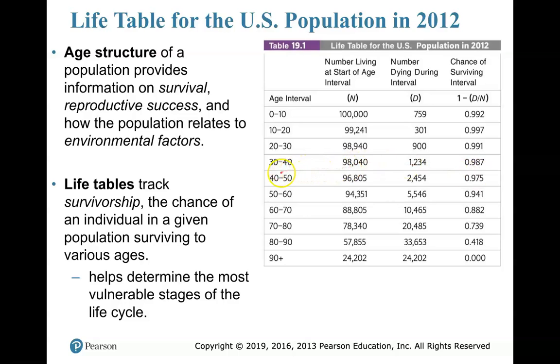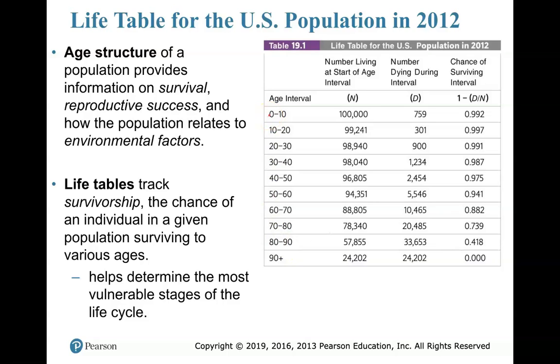If we go all the way down, I want to hit up this 80 to 90 range. Here, 80 to 90 years old, I have less individuals, as you can see, a lot less, 57,855 individuals. About 33,653 of those individuals will die that year. That's the number of dying individuals. That's a 41.8% chance that that individual will survive in that year. We can see the chance of surviving is much lower for those in their older years compared to those in their younger and even younger years.